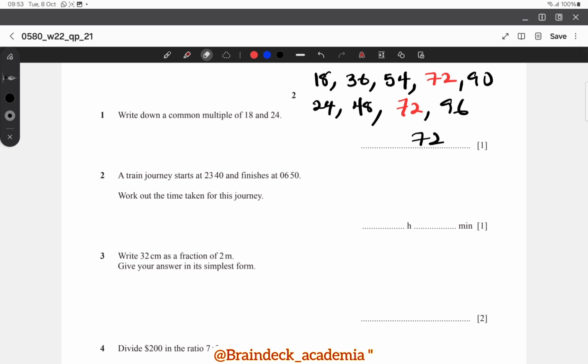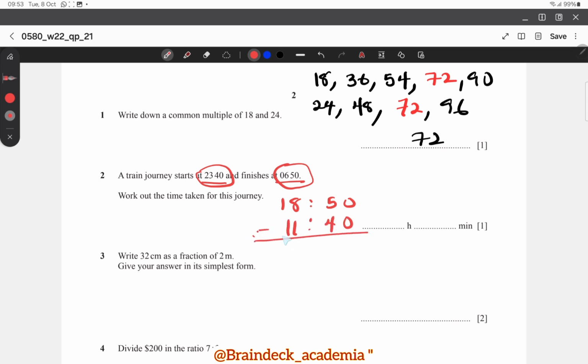So number 2, a train journey starts at 23 hours 40 minutes and finishes at 6:50. Work out the time taken for this journey. Since this is the starting time and this is the ending time, what I'll do is change this time to 24 hours. This is same thing as 18 hours 50 minutes. Then I'll change these hours, this is in 24 hours, I'll change it back to 12 hours. Because it's the starting time, so this will be 11 hours 40 minutes.